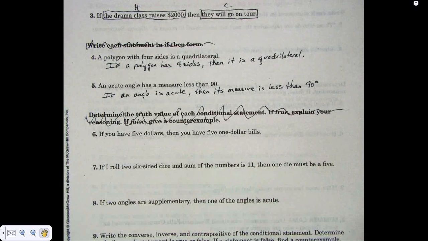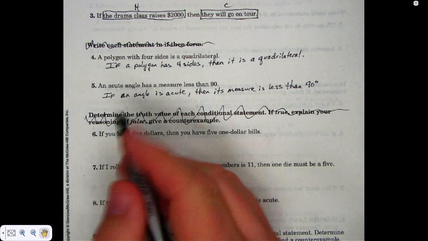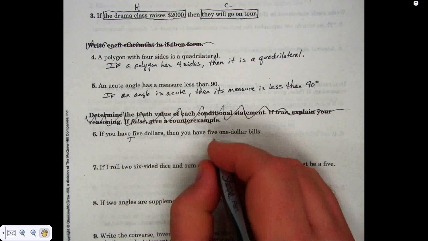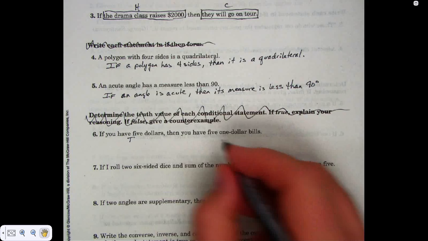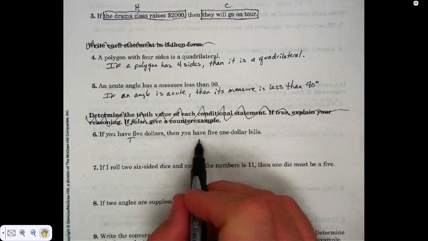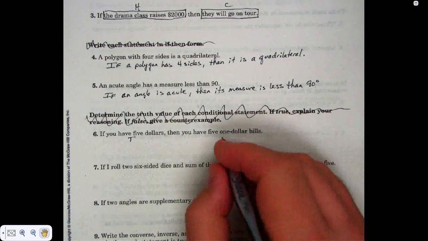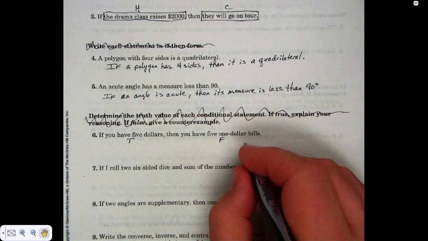Determine the truth value of each conditional statement. If true, explain your reasoning. If false, give a counterexample. If you have $5, then you have 5 $1 bills. Basically, for an if-then statement, if this is true, and you can give any example that makes this false, then the statement's false. Can you give an example to where this happens and this is false? You can. And what is your counterexample?